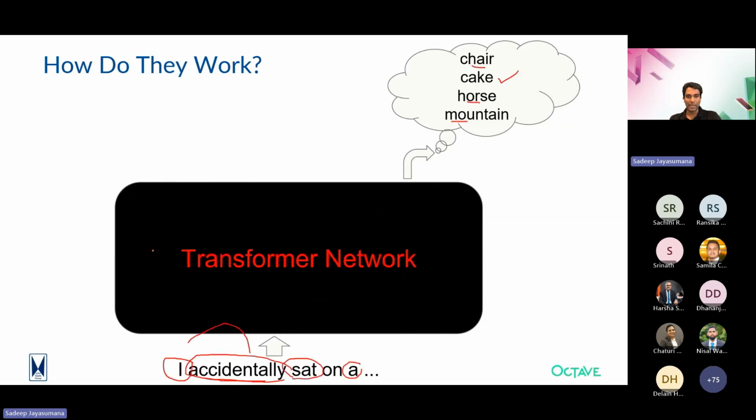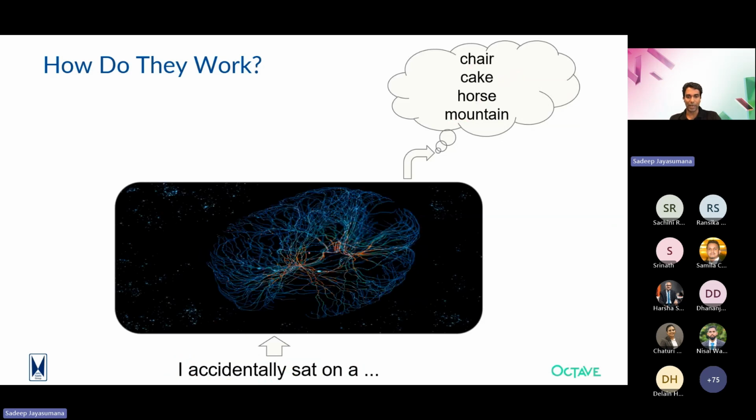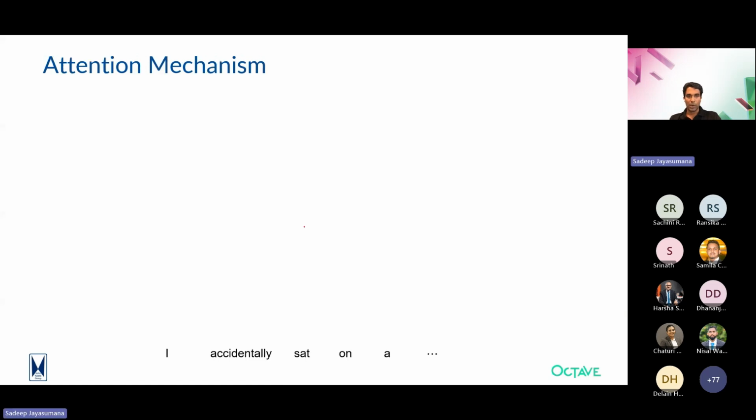So again, another analogy for this would be your brain, right? So we are trying to create a version of your brain. So that's the black box. And that brain is supposed to understand everything and produce the next word. But again, this is a brain on a computer. That's why we call it an artificial neural network, to be more precise. So it's like mimicking your brain on a computer. Okay, so now we are trying to understand the attention mechanism.